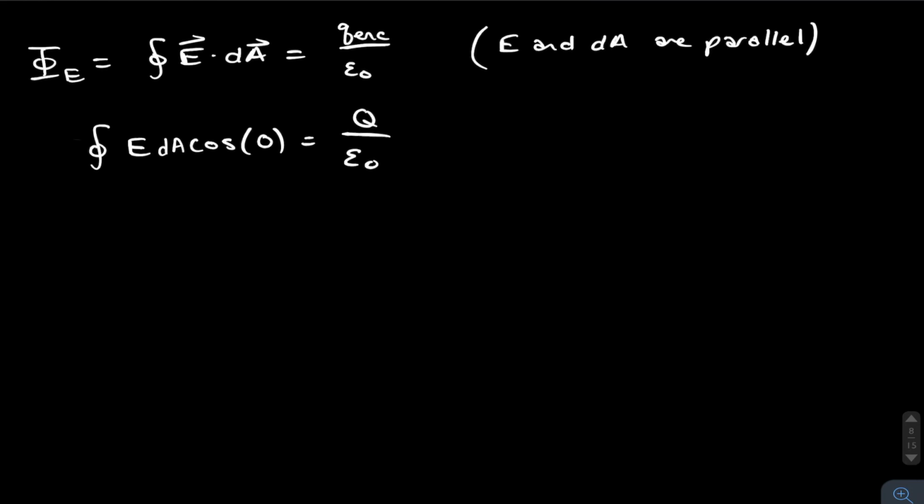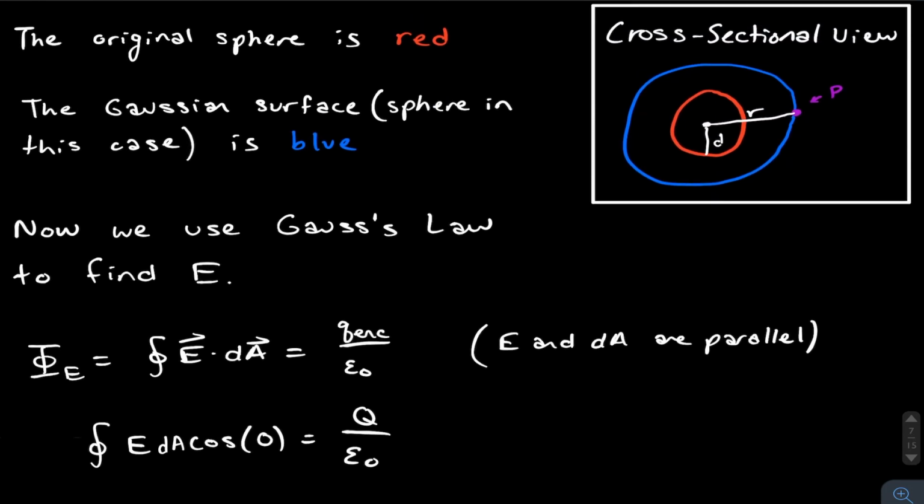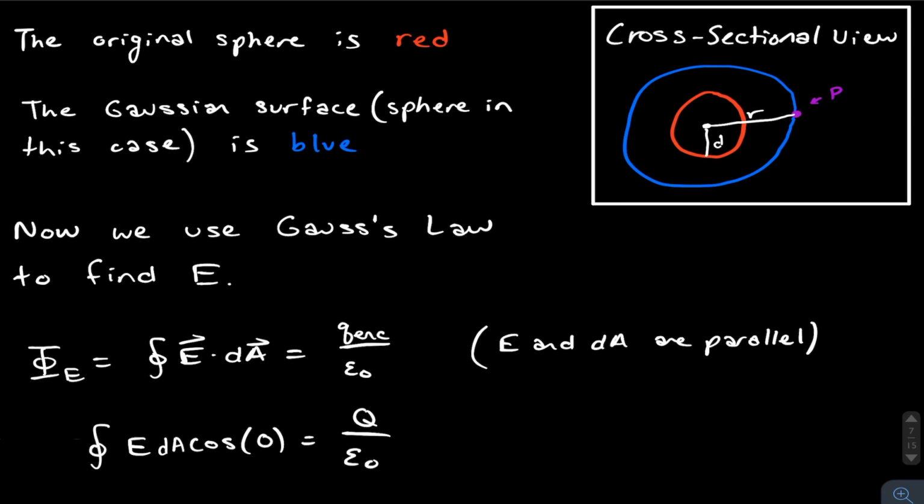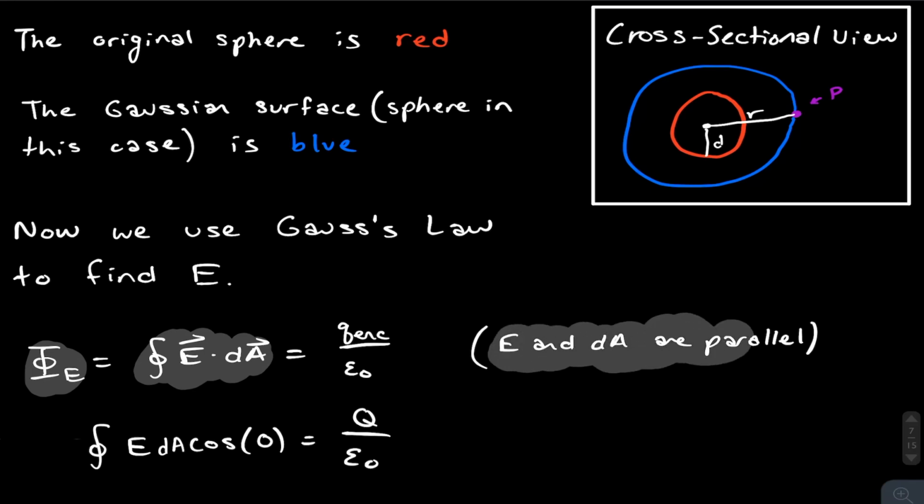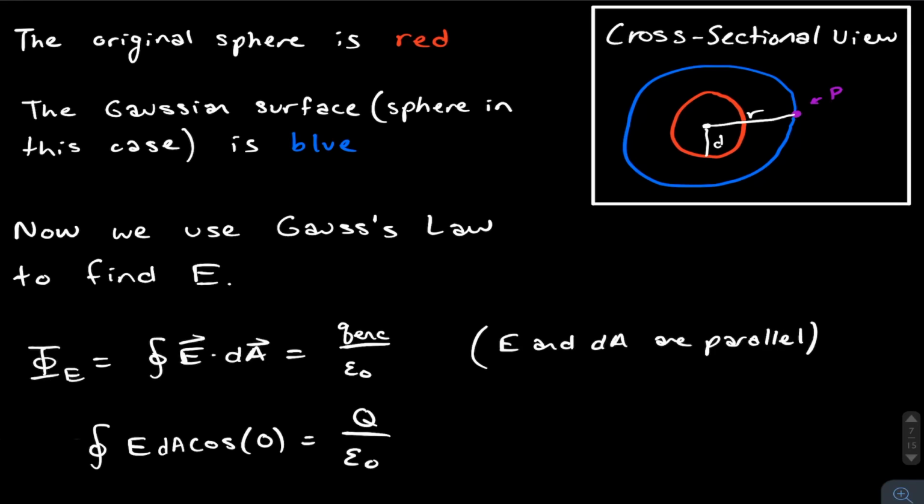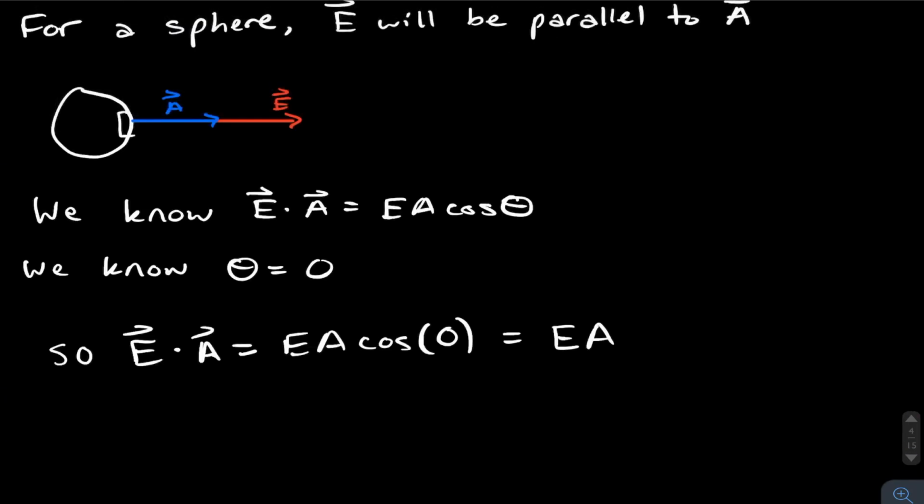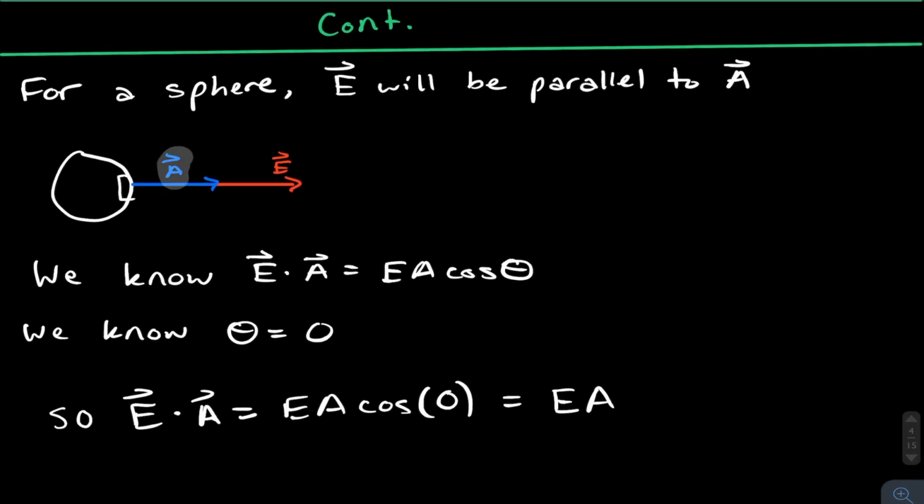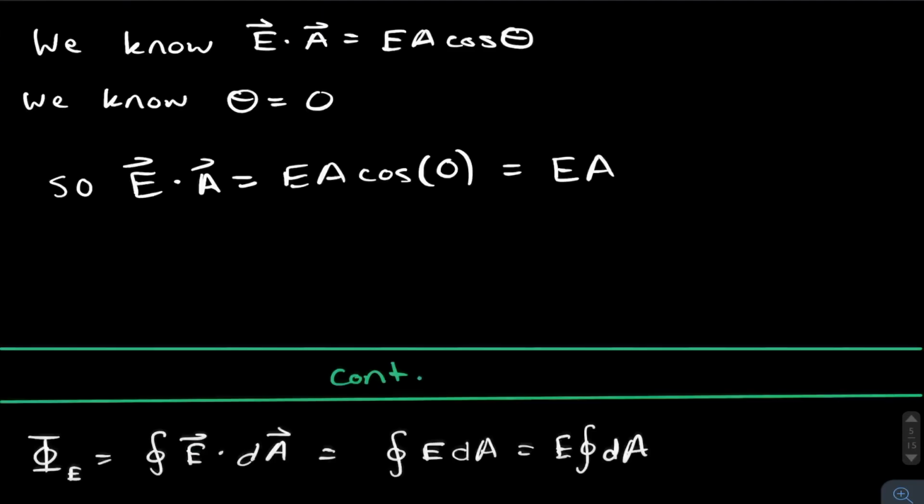So how do we start off with that? Well, we know that the flux equals the closed integral of E dot dA, and that's equal to the charge enclosed, which you'll also see written with the subscript enc. The subscript may differ, but it means the same thing. We also know that E and dA are parallel, because this is a sphere that we're dealing with. Remember up here, we know that E and A are parallel, so E and dA will be parallel as well.